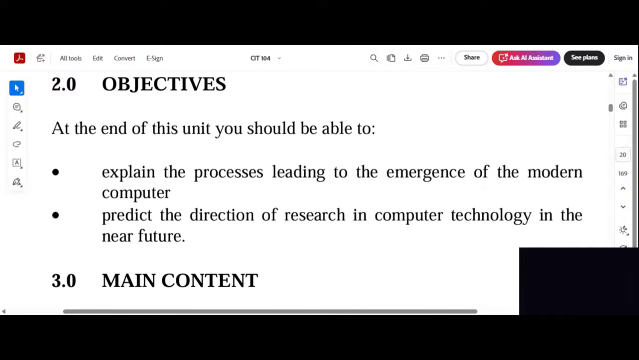And the second thing they want you to know is to be able to predict the direction of research in computer technology in the near future. You should be able to say that in the nearest future we will have a laptop or another type of computer, maybe a palmtop or any kind of top, that will be able to do this or that. Since the beginning, the first one was only able to do calculation. Then they moved on and started making ones that can do more and more things.